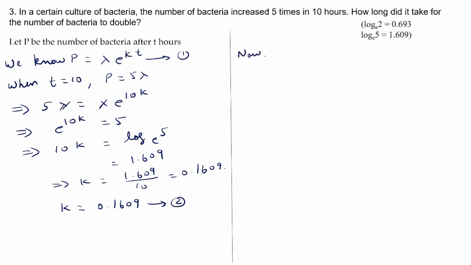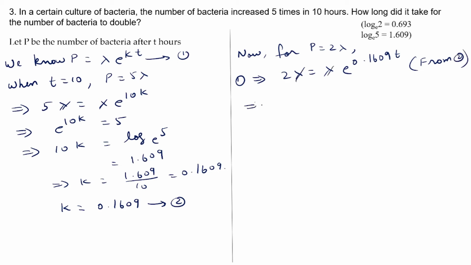Now for P equal to 2 lambda, 1 implies 2 lambda equal to lambda into e raised to k. K is 0.1609 t. This is from 2. Lambda will go. This implies 2 equal to e raised to 0.1609 t.